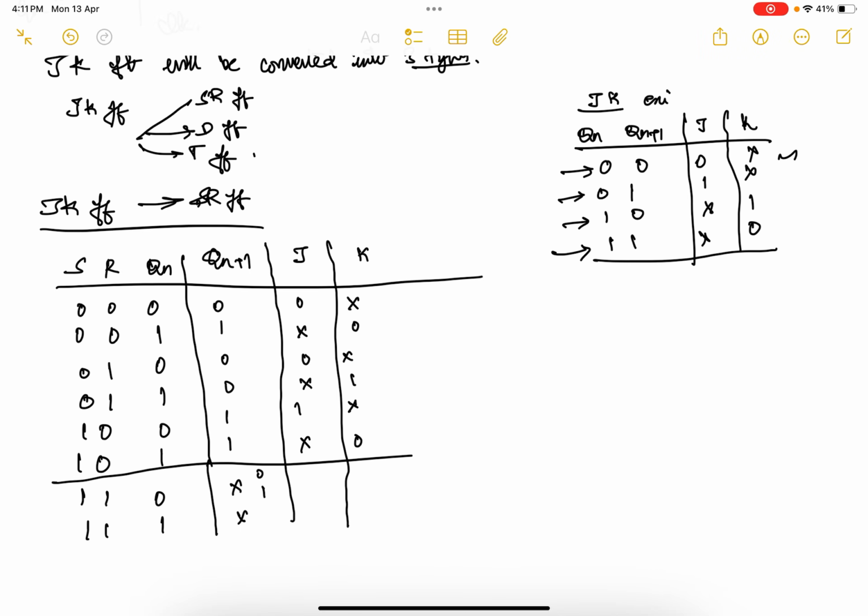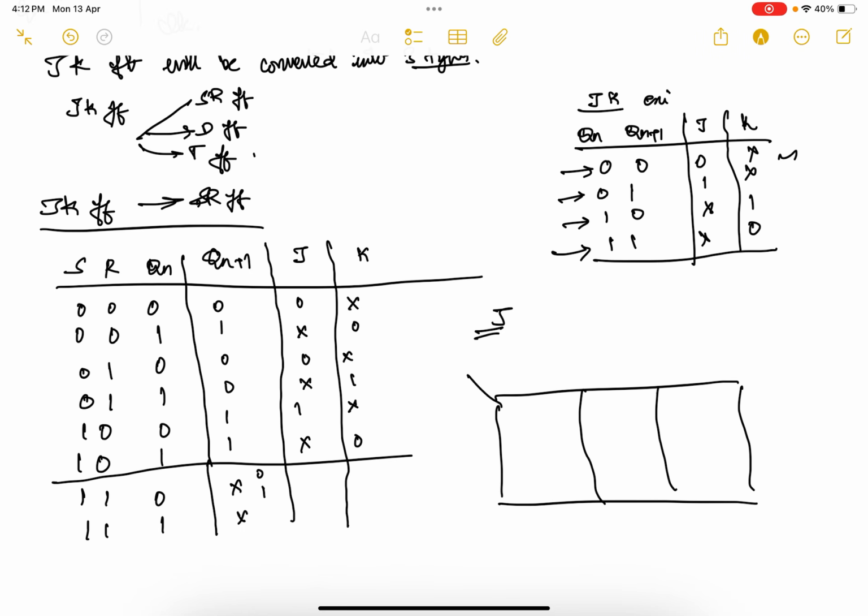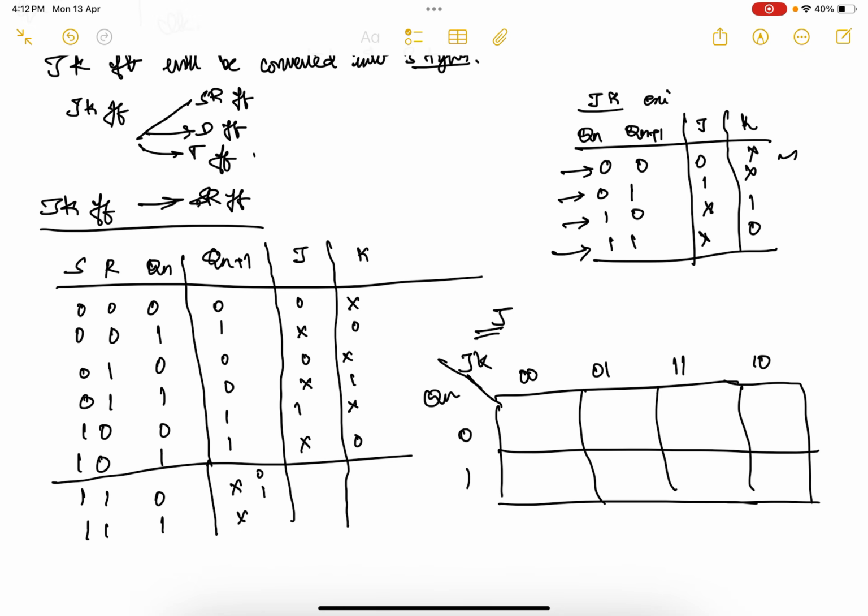So the next thing is, I want to find the values for J and K. First I will go with the J term. Here it is going to depend on a 3 variable function. So this will be S and R, this will be Qn, which can be either 0 or 1, with combinations 0 0, 0 1, 1 1 and 1 0.